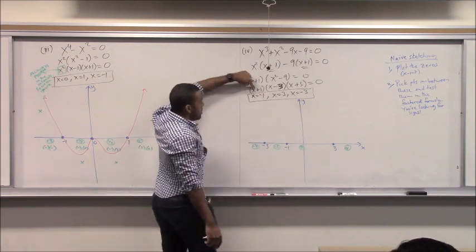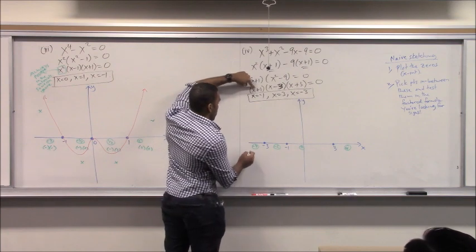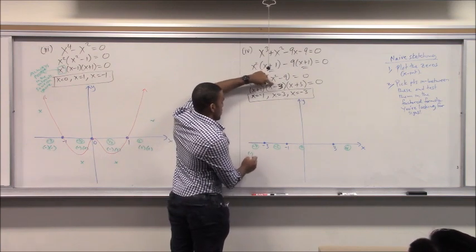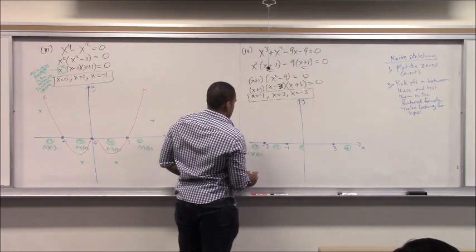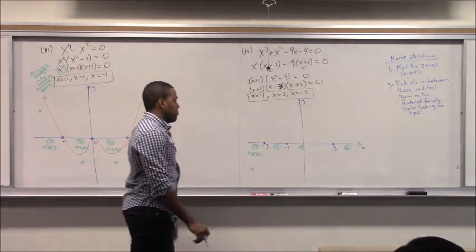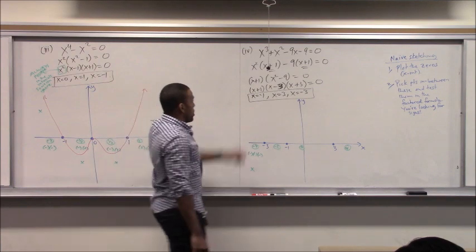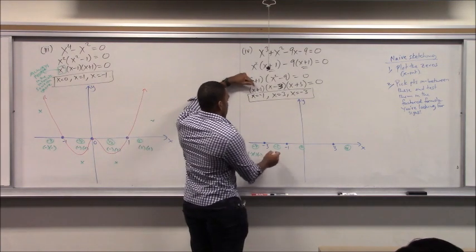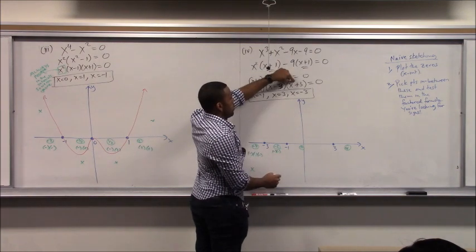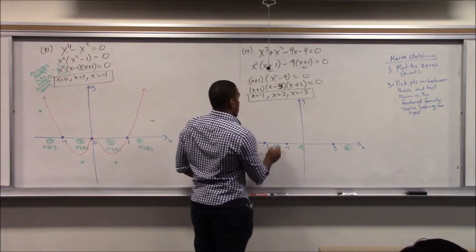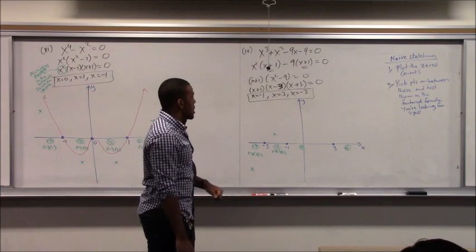So clearly plugging in -4 into each of the three factors gives me a negative, a negative, and a negative. So now I know it's negative. Plugging in a -2 gives me a negative, a negative, and a positive. So the graph should be up here.